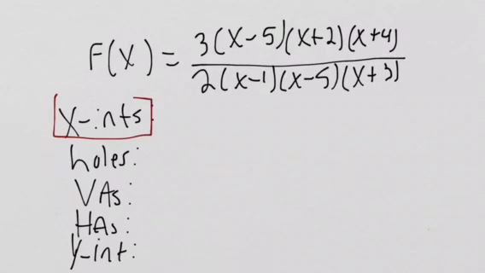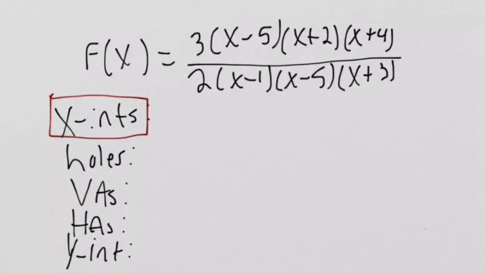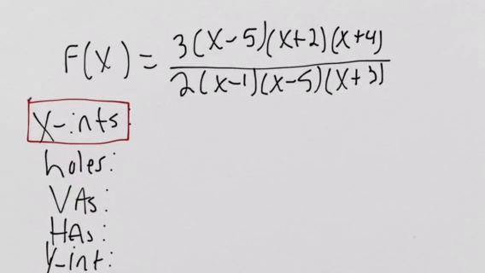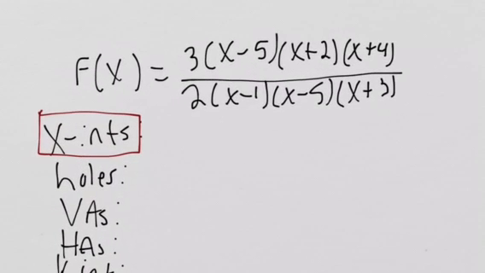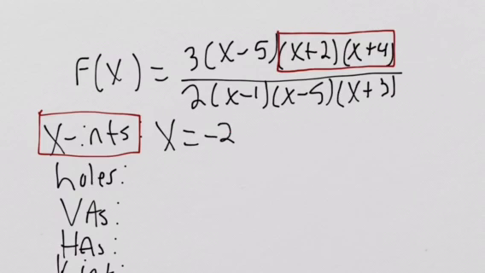So we're looking for the factors that only are on top. We need to get an output of 0. An output of 0 is going to be when the numerator is 0 and the denominator is not 0. So our factors that are only on top are x plus 2 and x plus 4, which are going to cause x-intercepts at x equals -2 and at x equals -4.